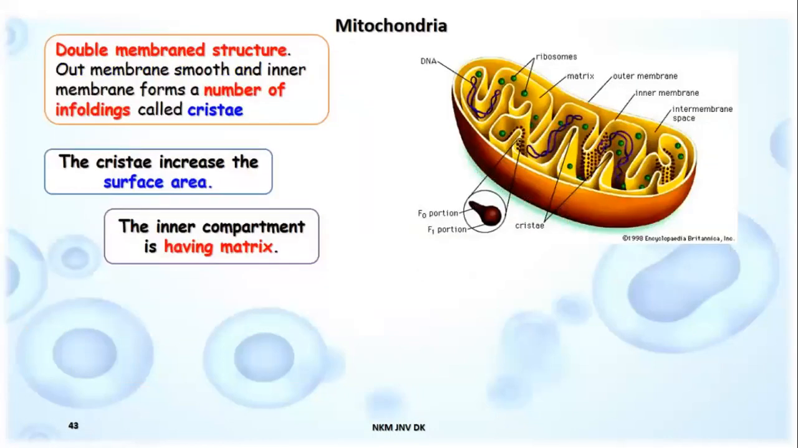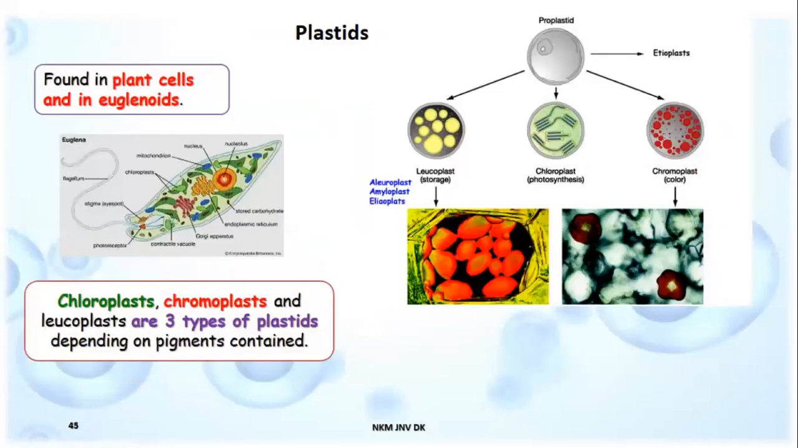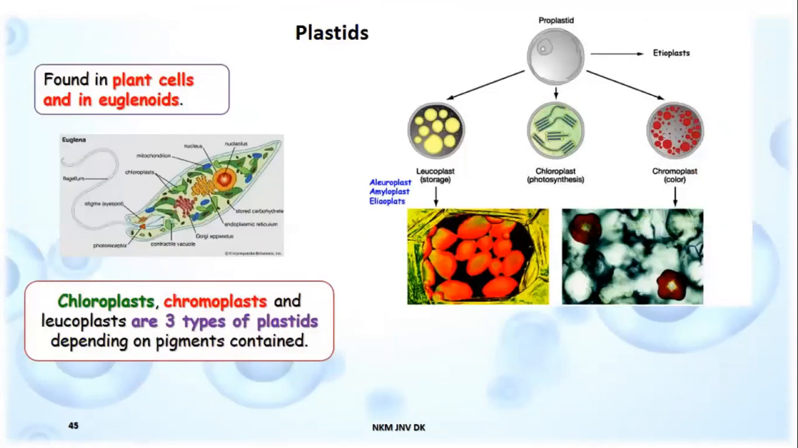The mitochondria is a double membrane bound structure. The outer membrane is smooth, and the inner membrane forms a number of infoldings called cristae. Cristae increase the surface area. The inner compartment has the matrix. It is the powerhouse. Production of cellular energy occurs here; mitochondria are the site for aerobic respiration. F0, F1 complex is present in the membrane. The matrix possesses a single circular DNA molecule, a few RNA molecules, and 70S ribosomes, and divides by binary fission.